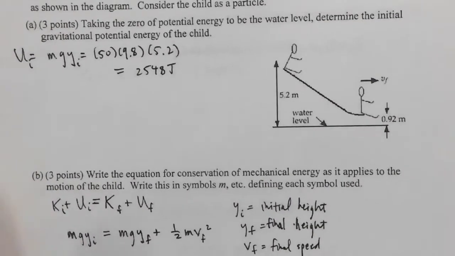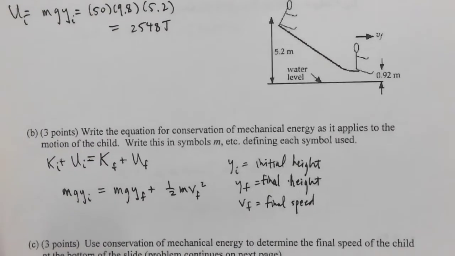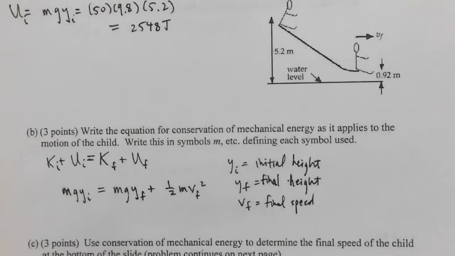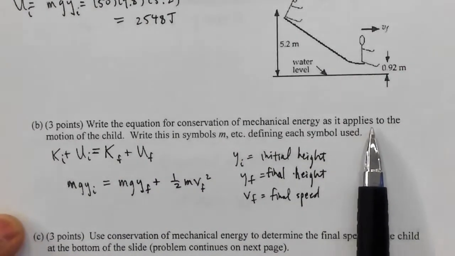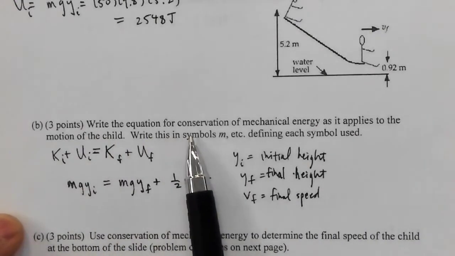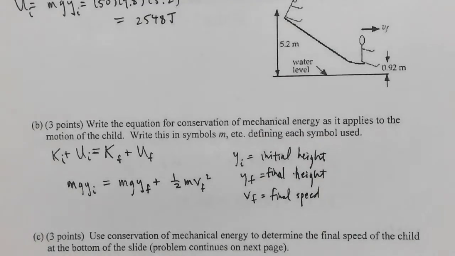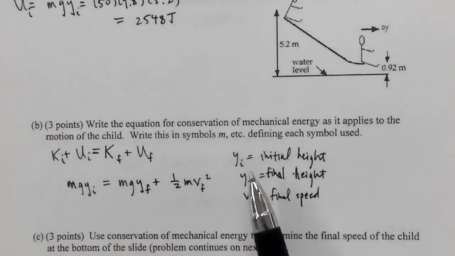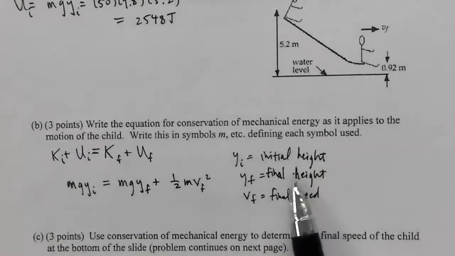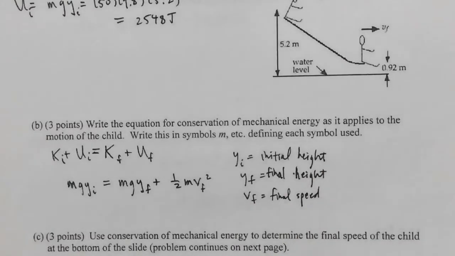Now the next one. Okay, so this part is a little bit unusual. You're supposed to write down the equation without solving anything. So this part is: write the equation for conservation of mechanical energy as it applies to the motion of the child. Write this in symbols, defining each symbol used. Okay, conservation of energy is K initial plus U initial is equal to K final plus U final. Let's take y initial to be the initial height, y final to be the final height, and let's take v final to be the final speed. Since the initial speed is 0, we don't need to define v initial, as it's just 0.